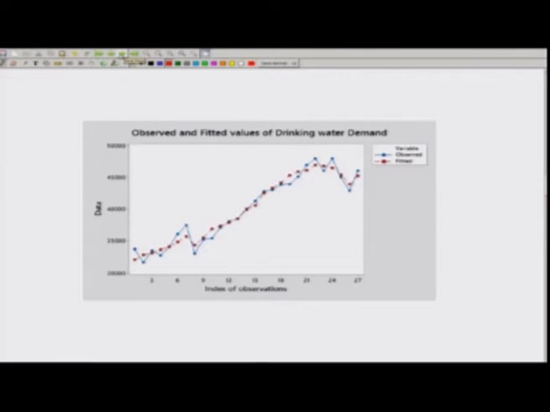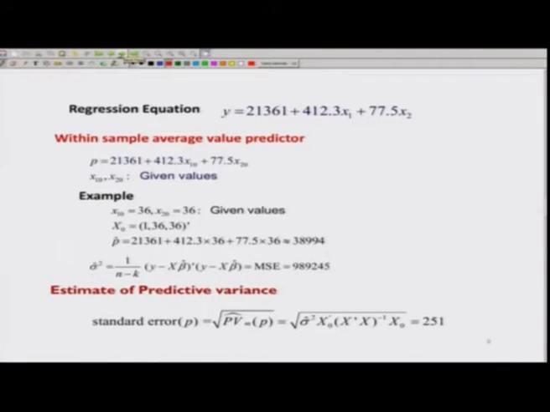Now, I have also plotted these individual points. Here also one can see that there is not much difference between the observed and fitted values. So this again gives us confidence that yes, the model can be used for forecasting. Now, let us first consider the within sample prediction, and we consider the prediction of average value first.